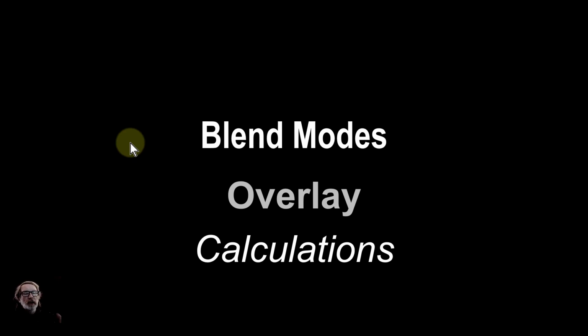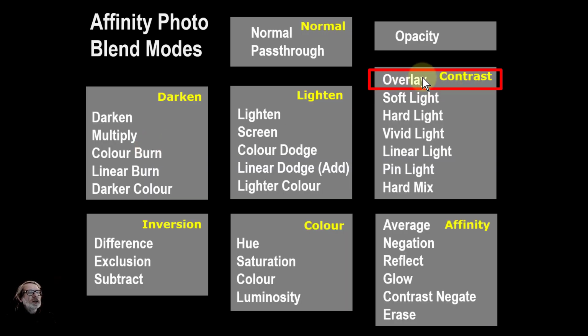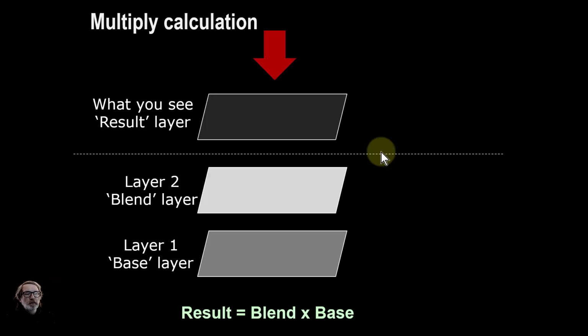We're going to look now in our series on blend modes at the overlay and how it is calculated. It's the first one in the contrast group, and it creates a contrast by darkening darks and lightening lights, and in doing so it uses the multiply to darken the darks and the screen to lighten the lights.